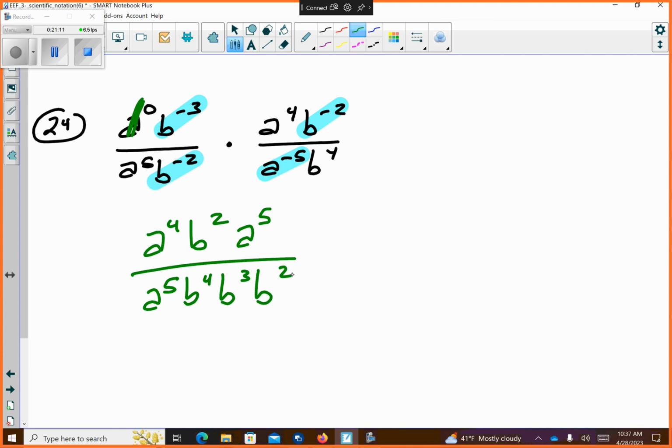Now we can start deciphering this. If I combine those together, I get A to the 9th. Down here, I have 4, 3, and 2. So A to the 5th, it stays as is, and I get B to the 7th, B to the 9th. Tug of war, who wins with the A's?